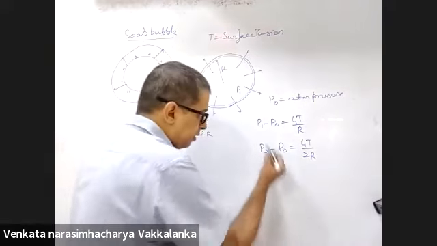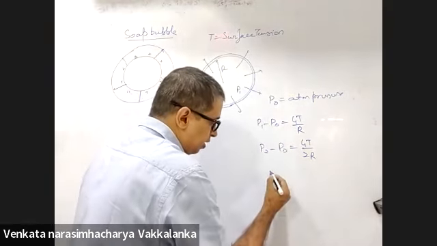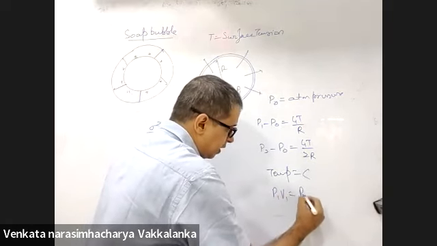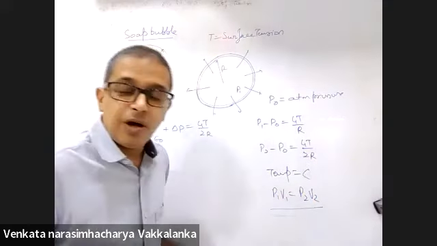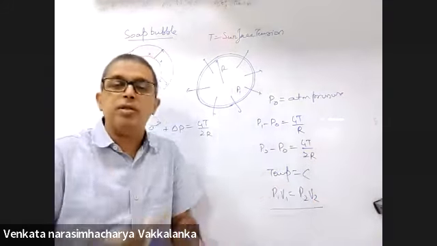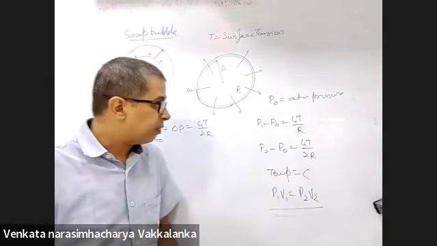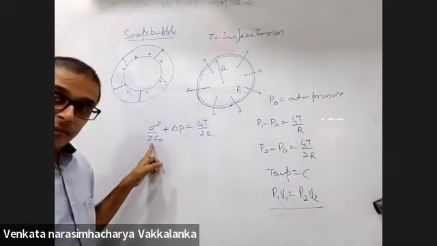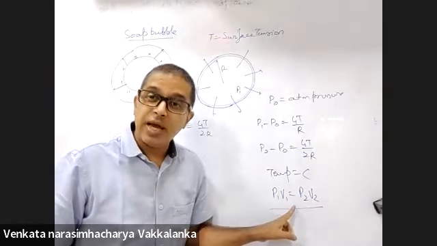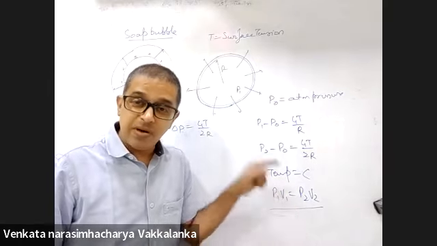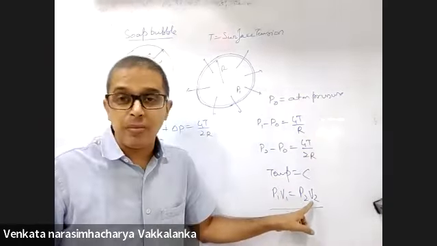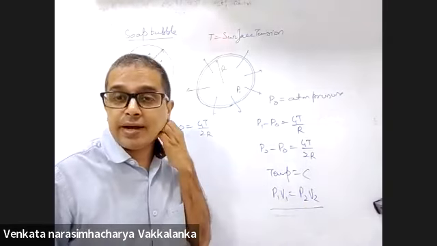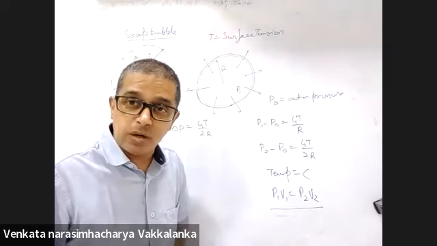Temperature is constant. So P1 V1 is equal to P2 V2. How many concepts, small things are merged in it there? Surface tension, electrostatic pressure, gas law. P1 V1 of the air trapped inside will be equal to P2 V2 of the air trapped inside. Now you understand why categorically I insist on temperature being constant.